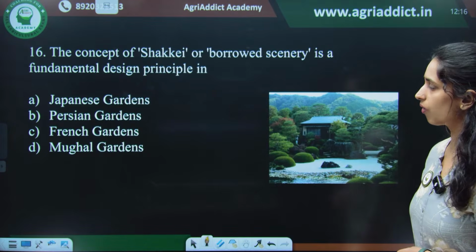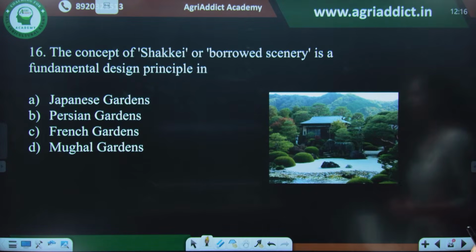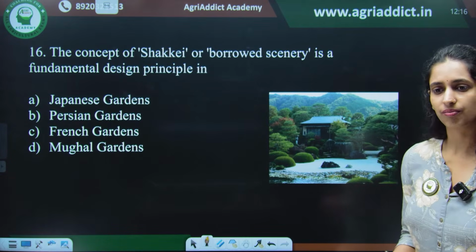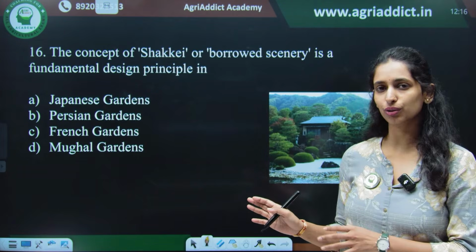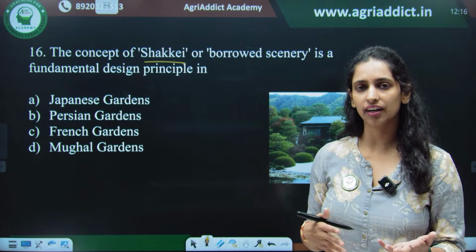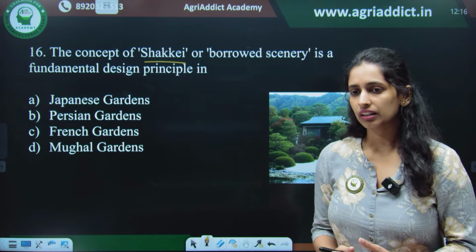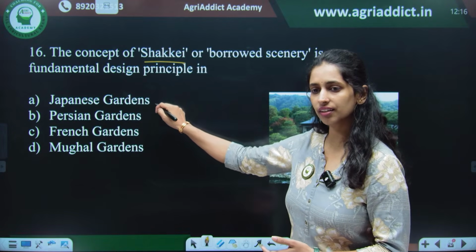Next question. The concept of shakkei or borrowed scenery is a fundamental design principle in. इस क्वेश्चन में आपको कुछ भी पता नहीं है तो ये वर्ड से ही पता चलता है ना, ये कुछ जापानीज गार्डन का रिलेटेड है. हाँ, it is a correct answer. A is the correct answer.